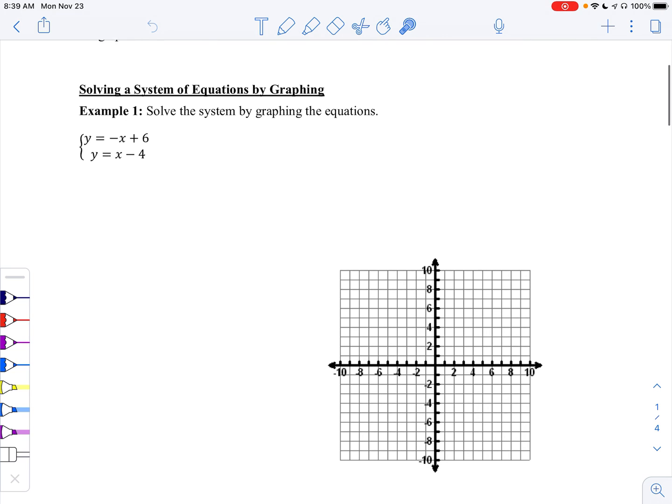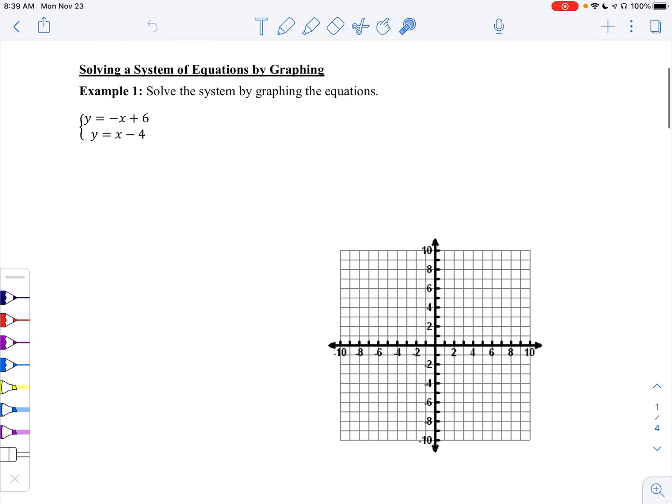Okay, so let's go ahead and try solving them by graphing first. So we have on this one two equations. This is our system right here. Y equals negative x plus 6 and y equals x minus 4. So when we solve by graphing, we're going to start by just plotting both of these equations. I'm going to go ahead and just label these equations 1 and 2 to start with, just so that it's easier to talk about them.